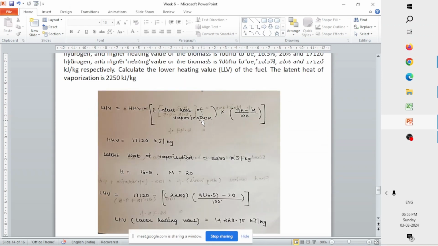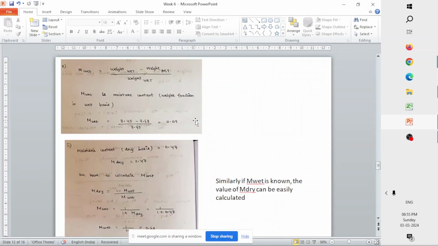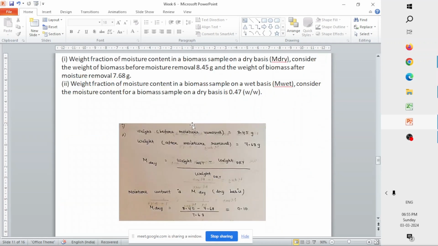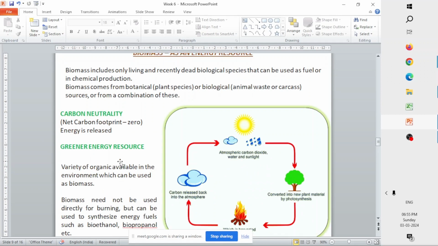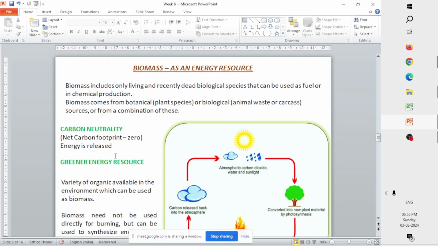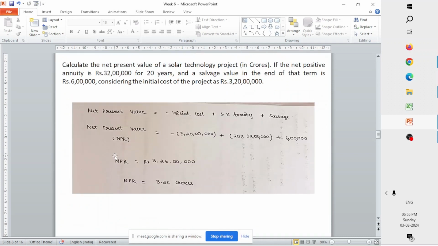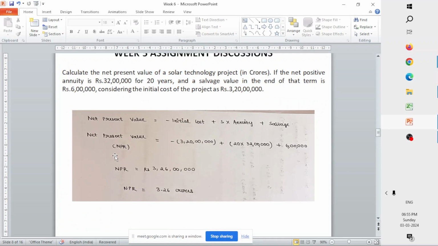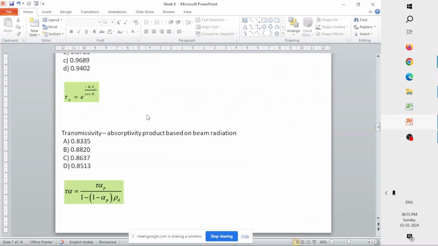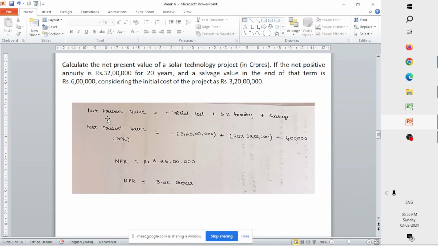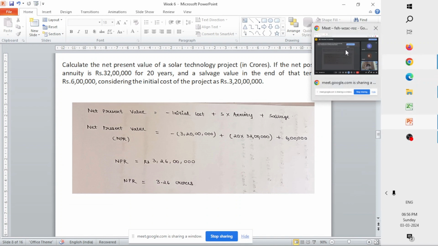Apart from that, for this particular week we do not have anything else to cover. We have covered DTA, the DTG plot, the different kinds of analysis, why biomass is a greener energy resource, and what the specific definition is, like what components you can classify as biomass. Then in the solar part we saw how to calculate the net present value, and then the transmissivity questions which were given in the assignments.